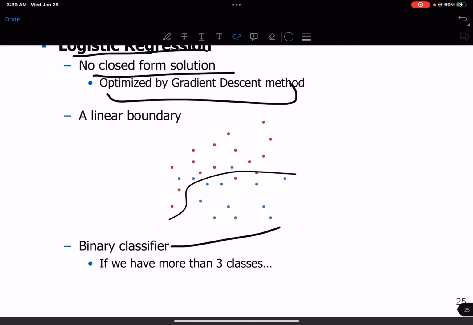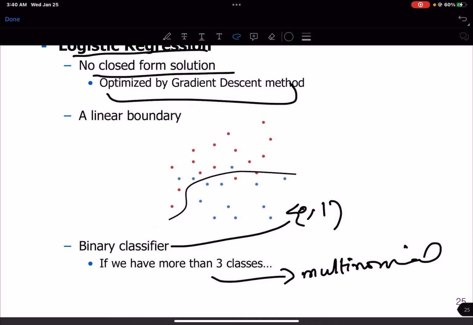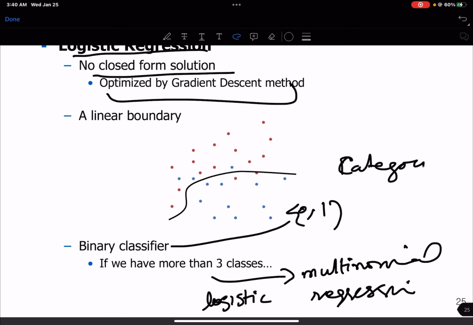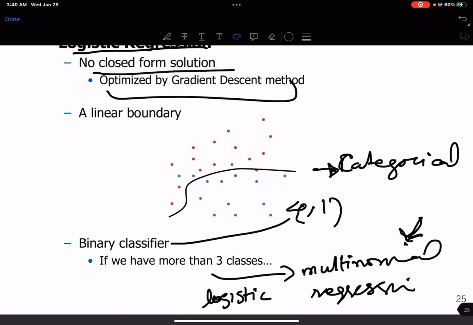And here we have the binary classifier, 0 or 1, and if we have more than two classes, we can use multinomial logistic regression. So it not only works with categorical data, it can also work with multi-classes, more than two classes.